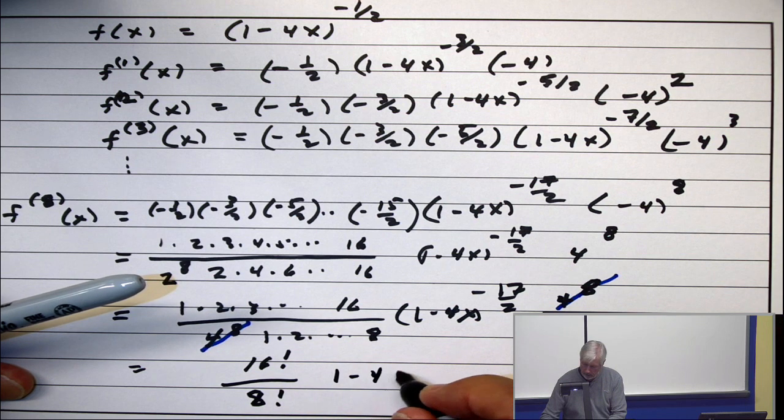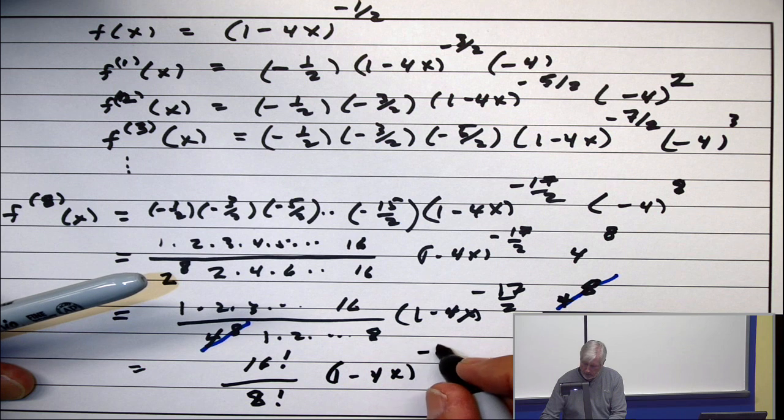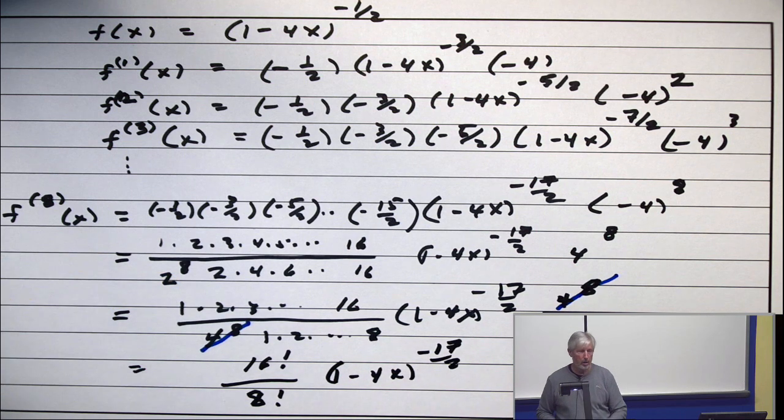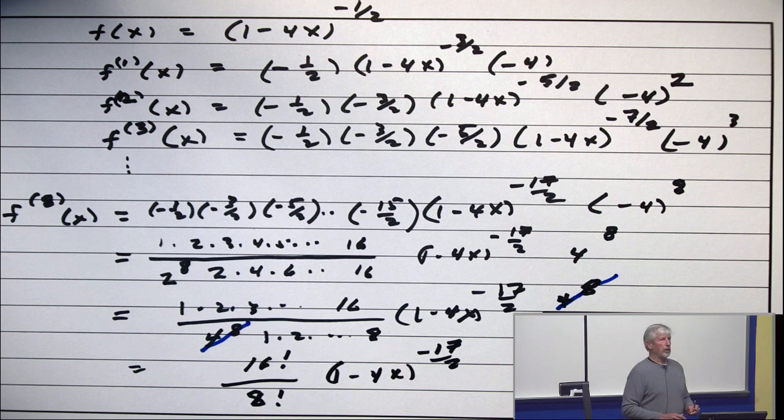Times 1 minus 4x to the minus 17 over 2. Okay. Evaluate that when x is 0. What do you get? Just say it in words. 16 factorial over 8 factorial. Agreed?